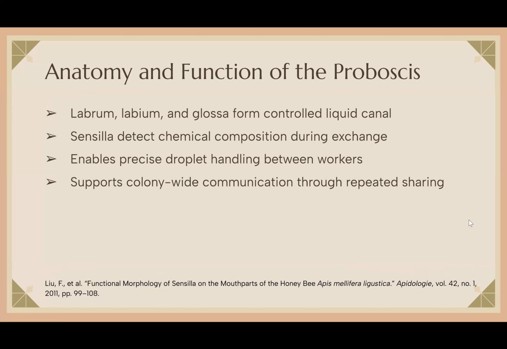To understand how pheromone transfer works, we also need to understand the structure involved, the proboscis. The honeybee proboscis isn't just a straw, it is a complex mouth structure made of the labrum, labium, and the glossa, which together create a controlled canal for liquid transfer. The surface also contains the sensilla, which act as chemical sensors which allow bees to detect the composition of whatever they're exchanging. This allows them to not only share nutrition but also communicate through tiny droplets passed mouth to mouth.